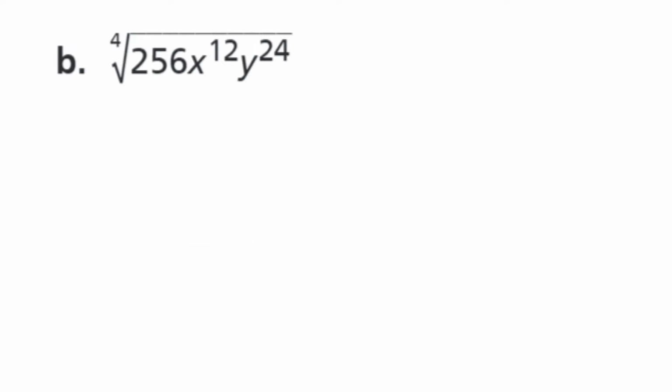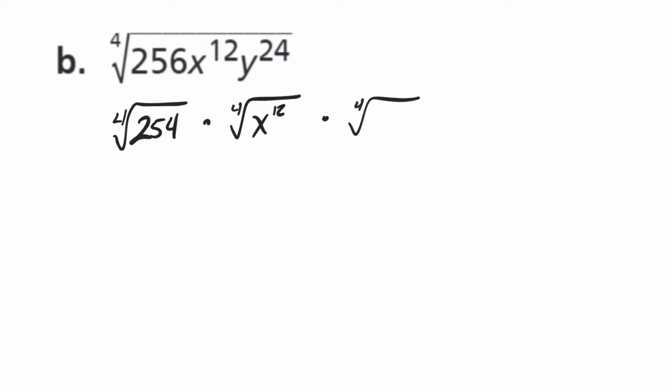So in this one, we're going to do the same thing, but it's got an index of 4. So we're going to need things to escape in 4s. So this is the fourth root of 256. This is the fourth root of x to the 12th. So basically 12 divided by 4. And the fourth root of y to the 24th.